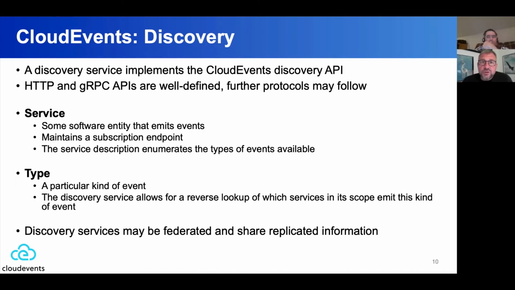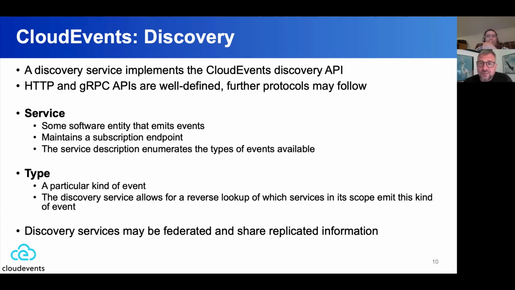The notion of service, that's the concept inside of the discovery service, is very simple. It's just some software entity that emits events, so that gets registered in the discovery service. That service, since it emits events, maintains a subscription endpoint, and really what the service description here does is just enumerate the types of events that are available for subscription with some further information. And then we have a type collection.